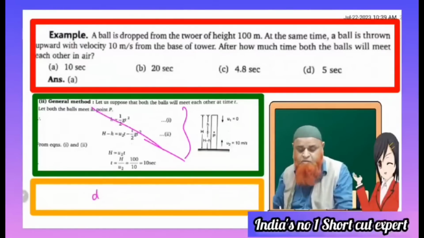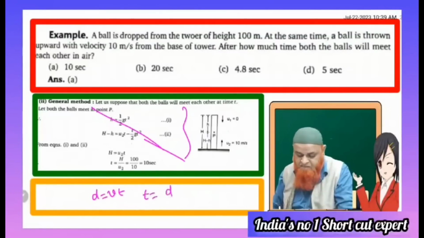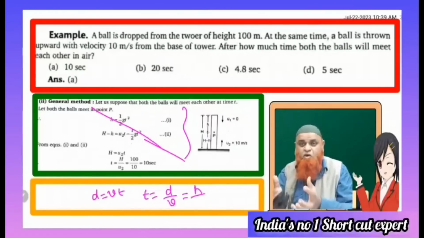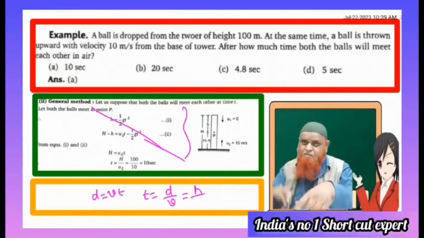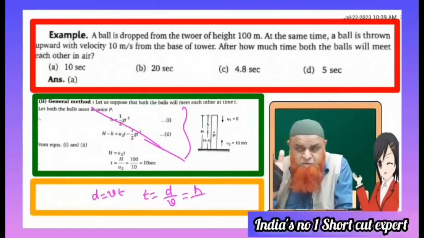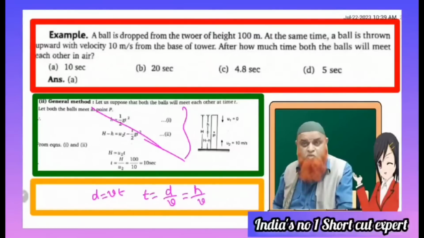He's asking us to find out the time now. You all know distance is equal to velocity into time, and time is equal to distance by velocity. Here distance is going to be the height of the tower, and velocity is going to be the velocity of the ball which is projected up. This single formula will give you a wonderful answer within a fraction of seconds. You can do this problem even without pen and paper, directly by seeing the question.